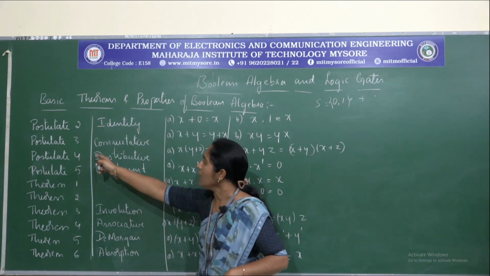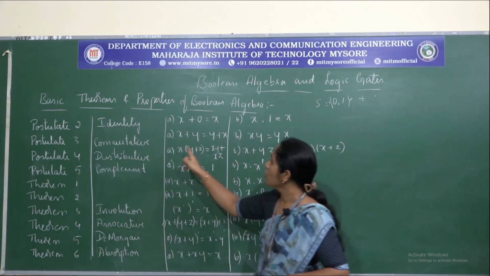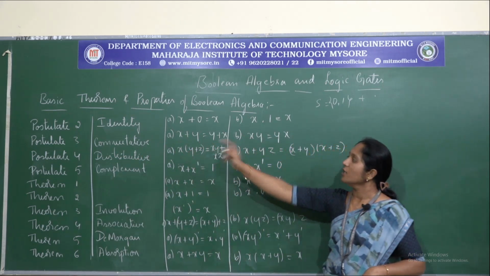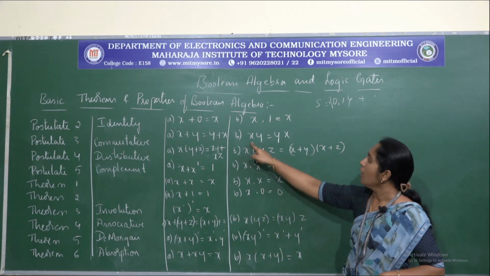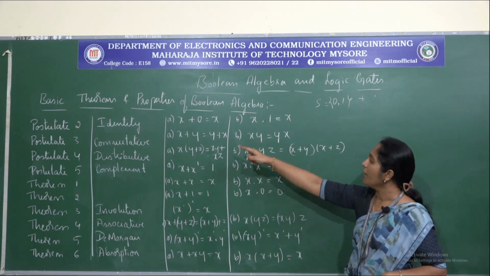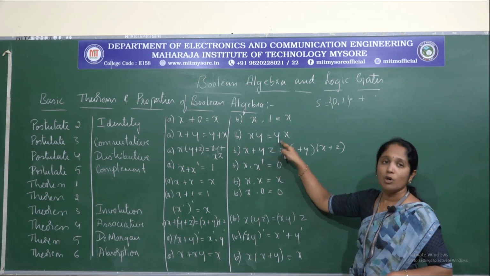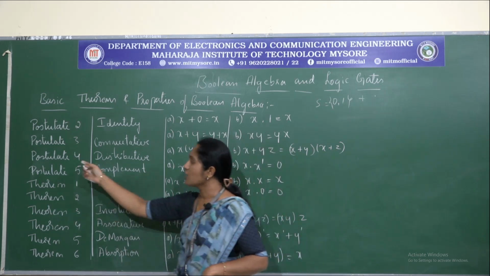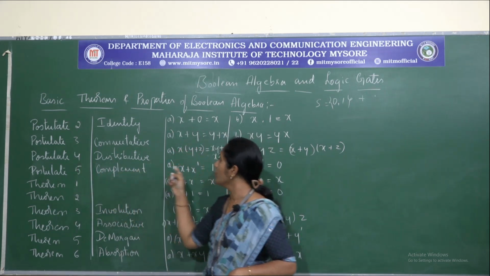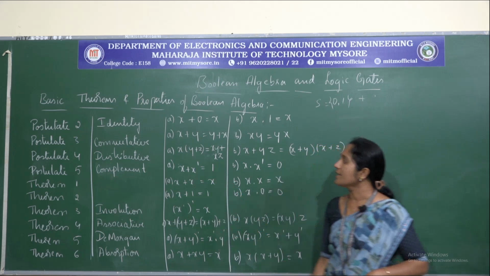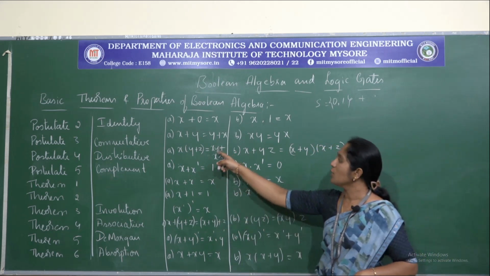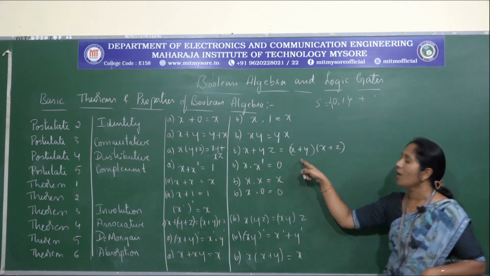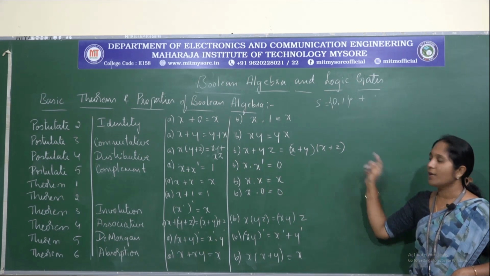Next is postulate 3. Postulate 3 is commutative. Commutative says x plus y is equal to y plus x. If it satisfies this, then it is commutative, and the other version for this is xy is equal to yx. The next postulate in Boolean algebra is distributive. Distributive is x into (y plus z) is equal to xy plus xz. The other version is x plus yz is equal to (x plus y) into (x plus z).